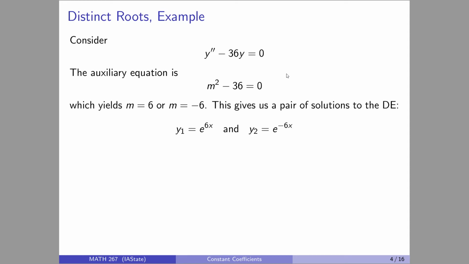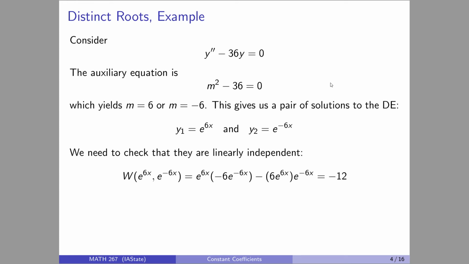So that gives me a pair of solutions, e to the 6x and e to the negative 6x, right? Right, e to the mx works if m is a root to the auxiliary equation. These are roots, so we know these are solutions. Hey, I got two solutions to a second order homogeneous differential equation. Wronskian time. Hey, Wronskian's non-zero. Done. I'm done. That's it.